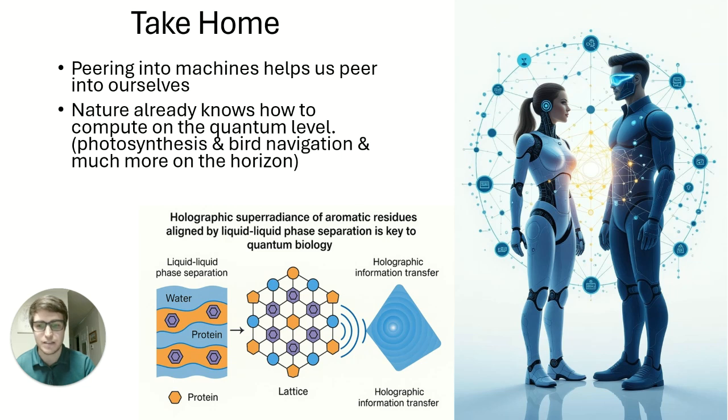which recent papers have shown that holographic superradiance of aromatic residues aligned by phase separation, a certain phase of water that's more structured than aqueous water, but not totally rigid like ice, is actually key to quantum biology. So it's taken this lattice structure, this three-dimensional fractal structure, in order to increase information transfer and increase fidelity of computations that are happening in biological tissues.